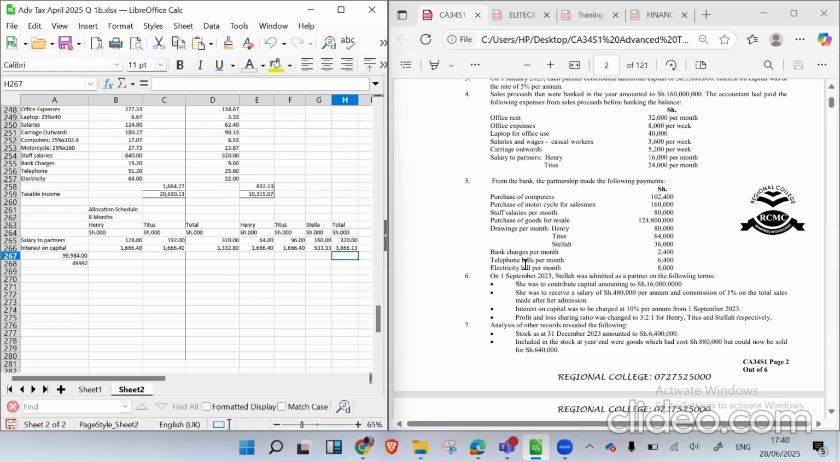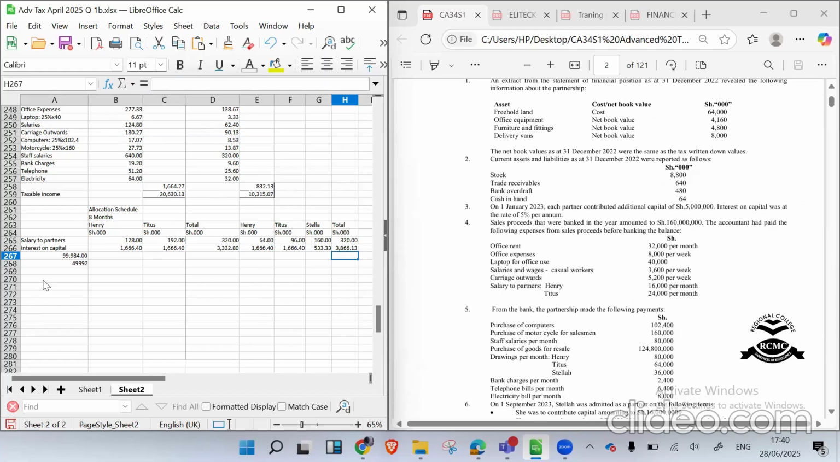After interest on capital, kama tungekuwa na any bonus, tungeiweka, but haiko. Tungekuwa na any commission, tungeiweka. Commission paid to partners, tungeiweka. Na tungekuwa na interest on drawings. Less interest on drawings.